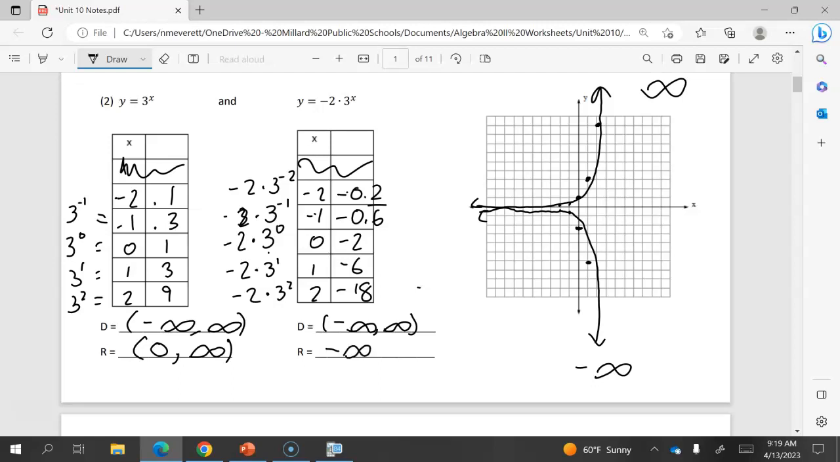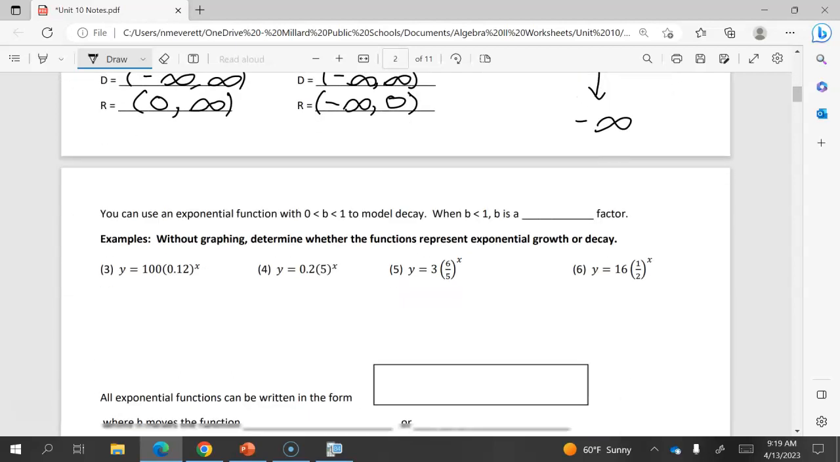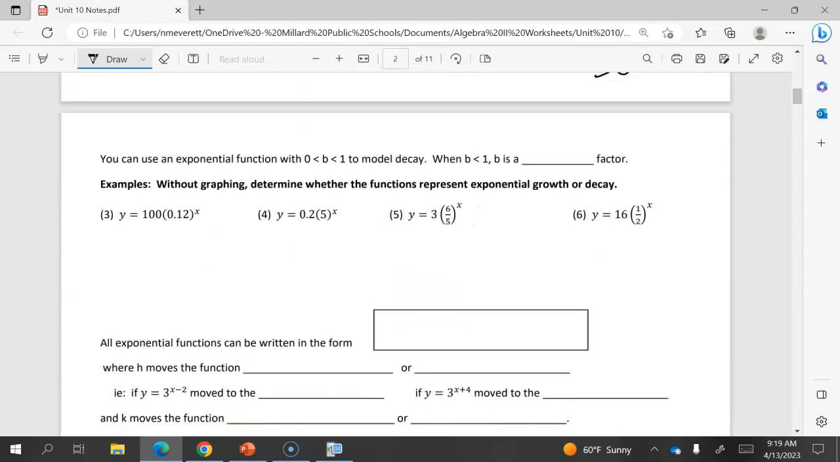But this one also approaches the x-axis and gets smaller and smaller and smaller, but it will never touch 0. So we put a 0 there with a parenthesis. Again, we're getting really, really close to 0, but we will never touch 0 itself. Okay? Alrighty. So moving on, we're going to quickly go through these last here.